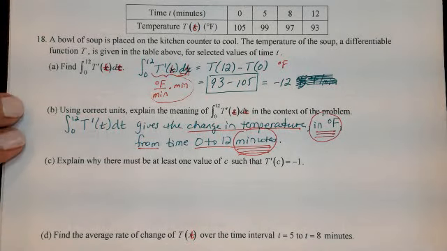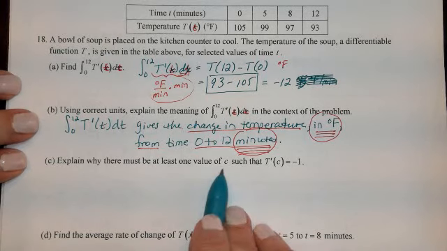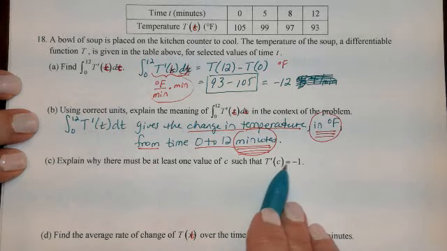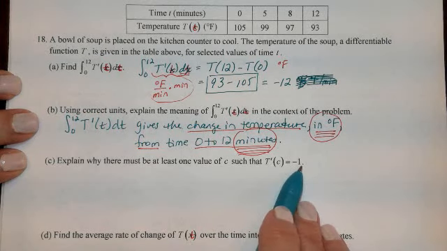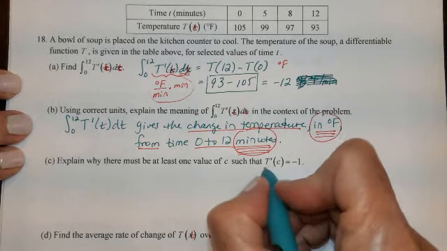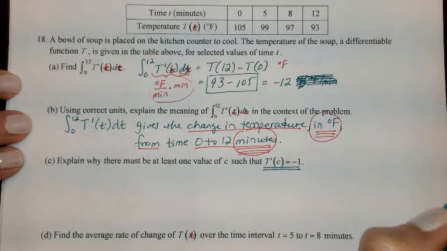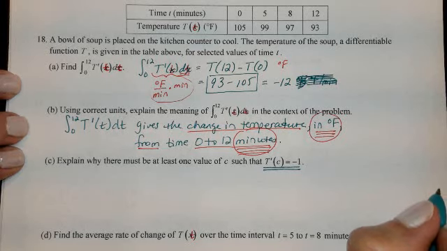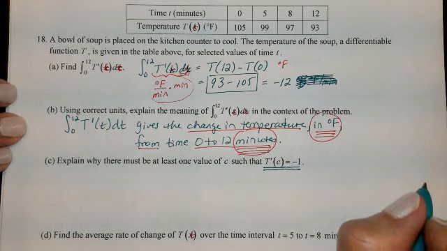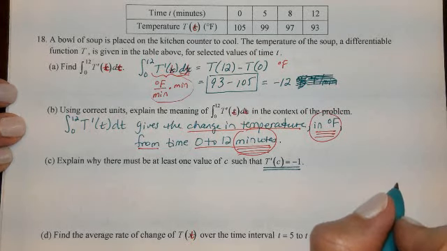Part C. Explain why there must be at least one value of C such that T prime of C is equal to -1. I put this in here because I wanted you to recall the mean value theorem. We need a value of C that makes T prime of C equal to -1. Okay?